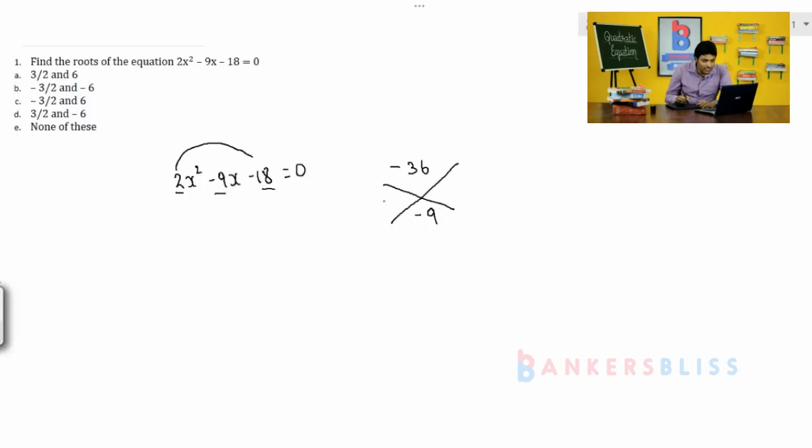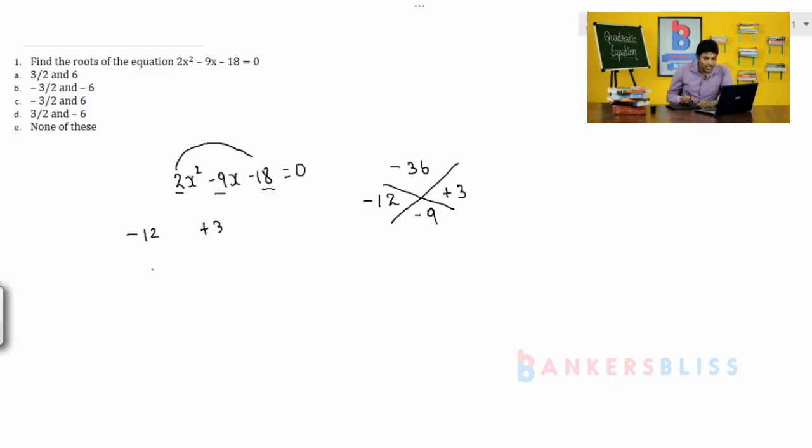So 12 3s are 36. So minus 12 and plus 3. See, minus 12 into plus 3 is minus 36, minus 12 plus 3 is minus 9. So the factors are minus 12 and plus 3.